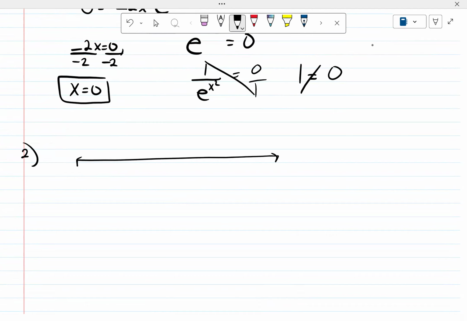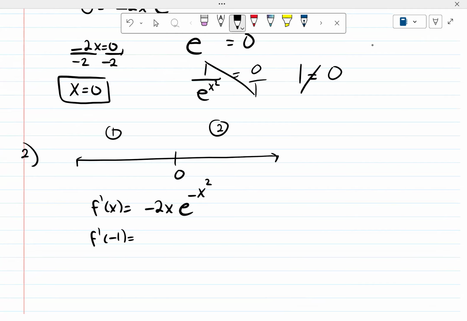Our only critical value is x equals 0, and we have to test the left side and the right side, right? And we're going to put it in f prime of x. So f prime of x is negative 2x e to the negative x squared. Let's test region 1. A number less than 0 would be negative 1.